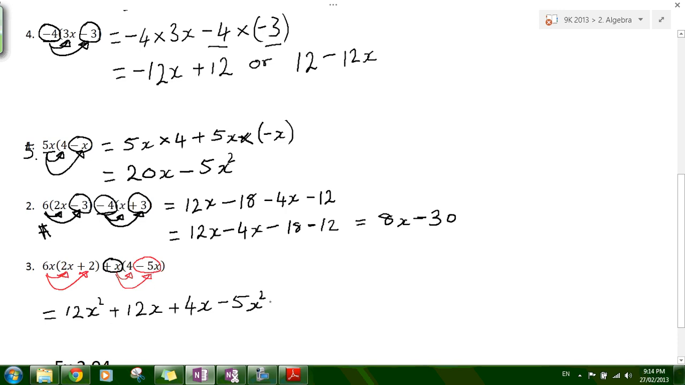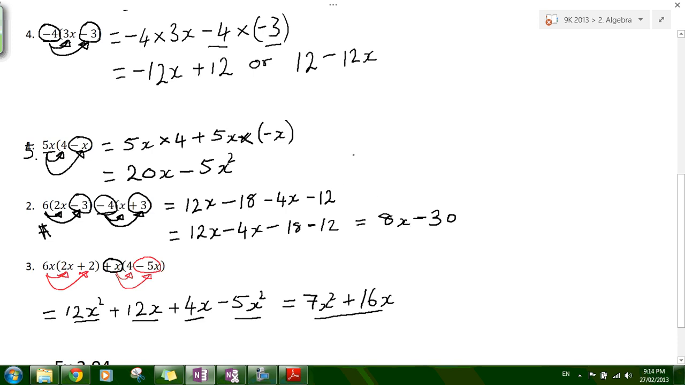Now we want to try to simplify this. That's our goal. And so we have 12x squared. The like term with 12x squared is 5x squared. So 12x squared minus 5x squared is 7x squared. Then we have 12x plus 4x, and so that's plus 16x. We've expanded it and simplified, and that's what we end up with. Our solution is 7x squared plus 16x.